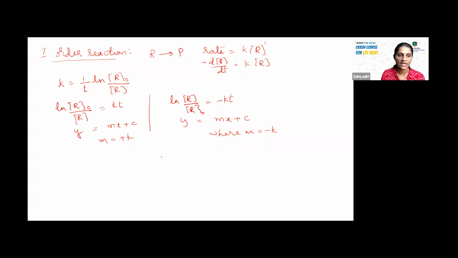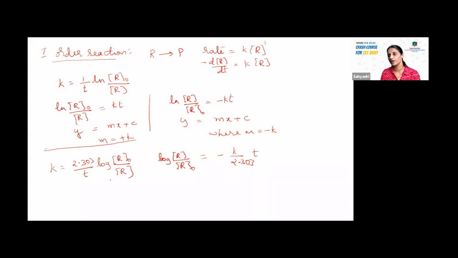So the same equation I can write: log of concentration of R divided by R naught is equal to minus K divided by 2.303 T. Or this equation I will rewrite: K is equal to 2.303 divided by T log of concentration of R naught divided by concentration of R. Clear? Is it clear?